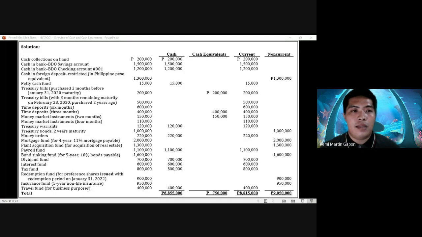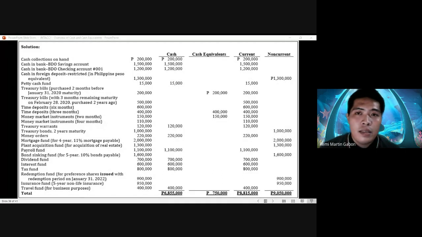Matic na non-current. Next, payroll fund. So matic na si payroll fund for salaries and wages. So part of cash, part of current assets. Bond sinking fund. Ayan, 5-year, bonds payable. So automatic non-current. Dividend fund, interest fund, tax fund. Okay? Part of cash, part of current asset.